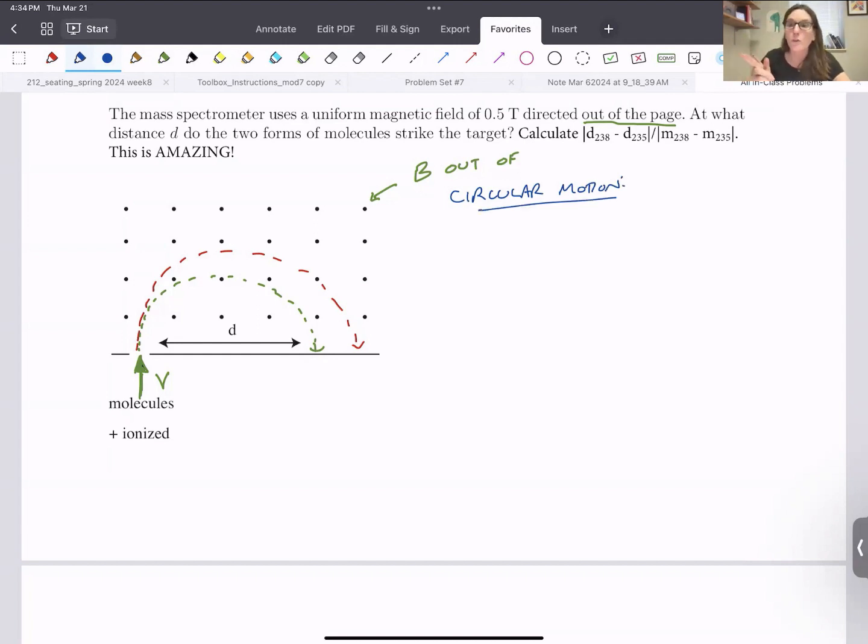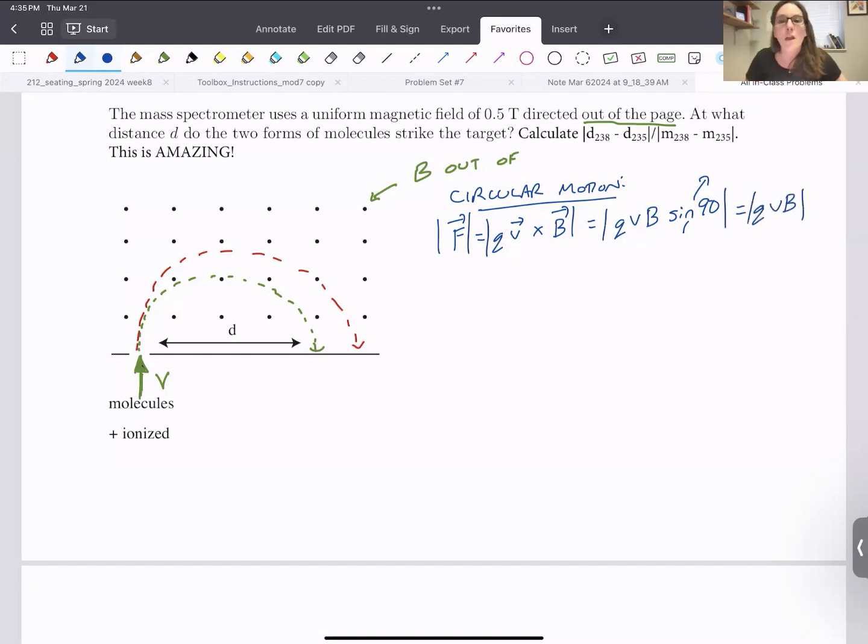So remember, for circular motion, our force is always perpendicular to our velocity, right? F equals qv cross B. In this case, my v is perpendicular to B, so this just equals qvB sine of 90. I like the sine of 90 for my cross products. And so the magnitude of my force is just going to be equal to qvB. That's my net force. That's my only force.